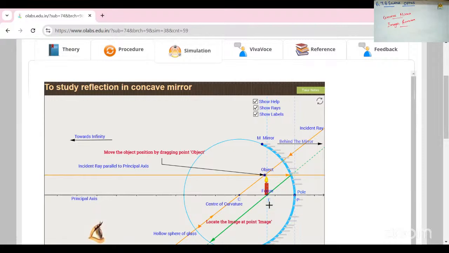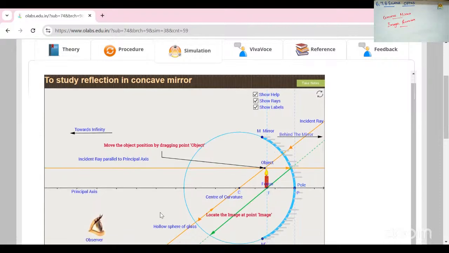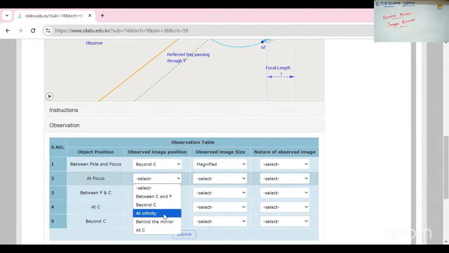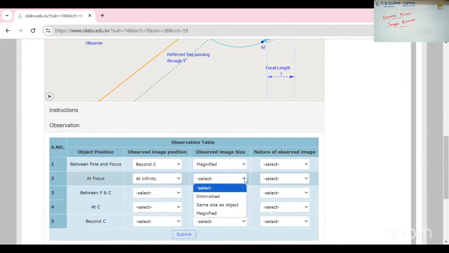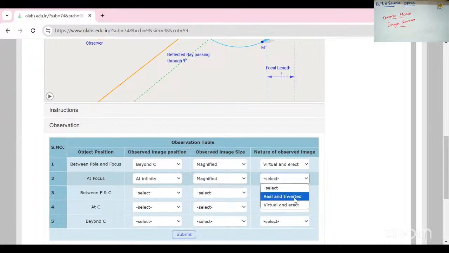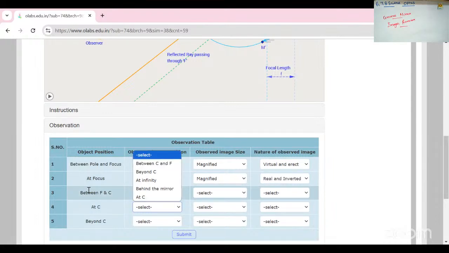And then real and inverted. This nature, real and inverted, will occur only at the focus point position. So the answer is: the image is at the infinity position, the image size is magnified, large in size, and the nature is real and inverted. This is the right answer for the second case.